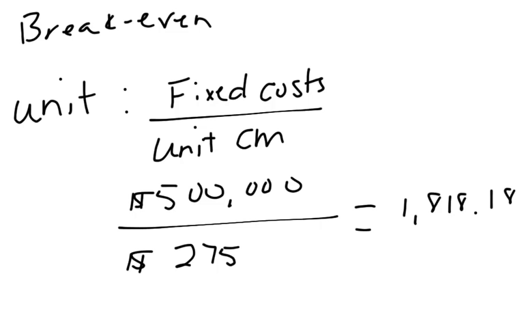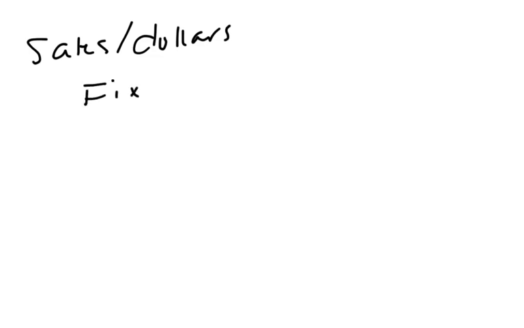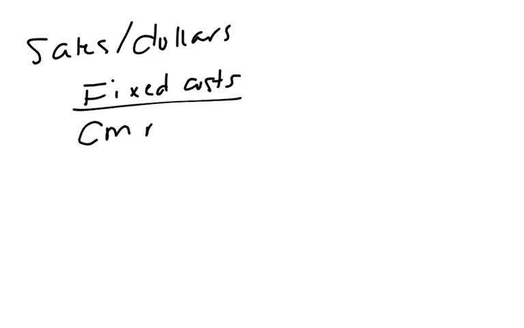Now let's look at it in dollar figures instead of in units. If I want to do break even in dollars or sales figures, then I'll put dollars. Then what we need to do here is take the fixed costs, but now I'm going to divide them by the contribution margin ratio.